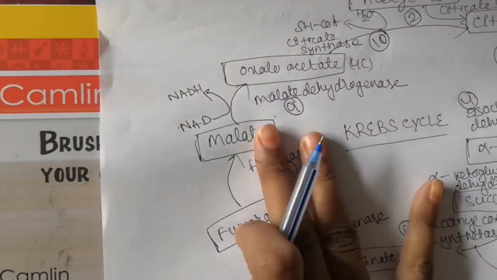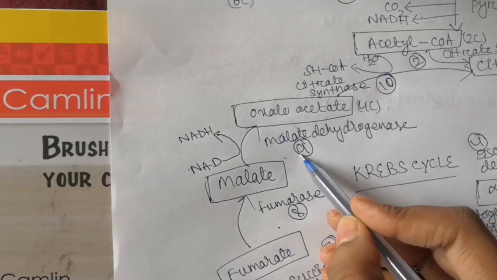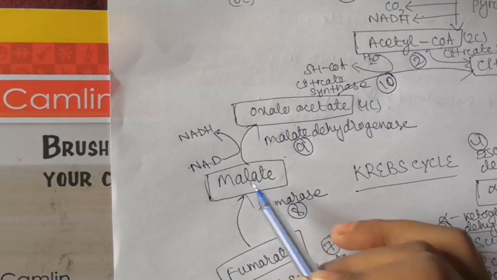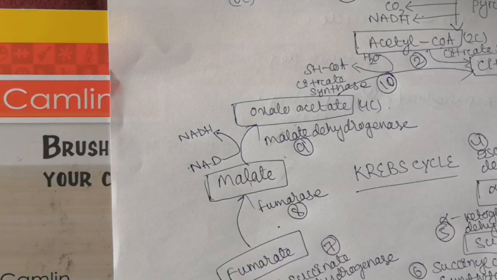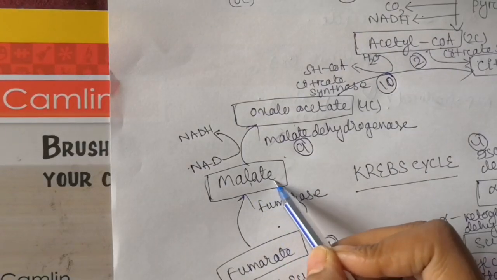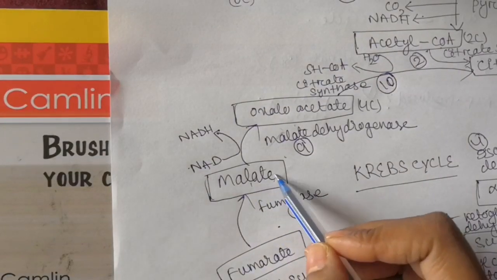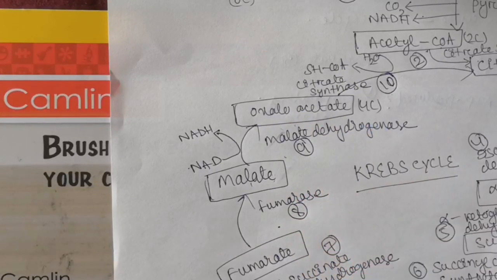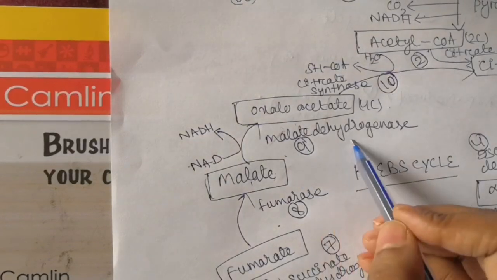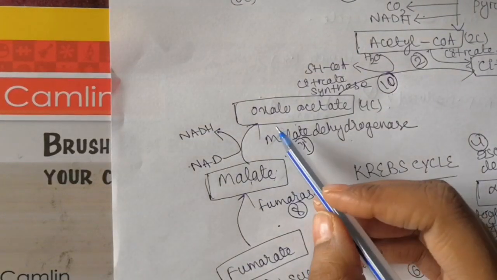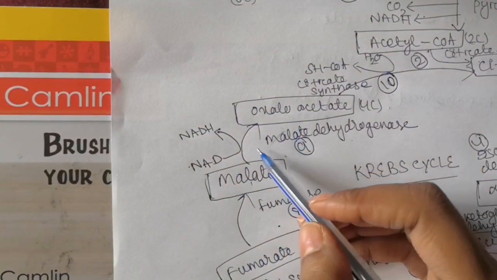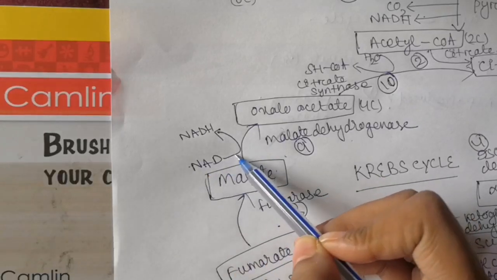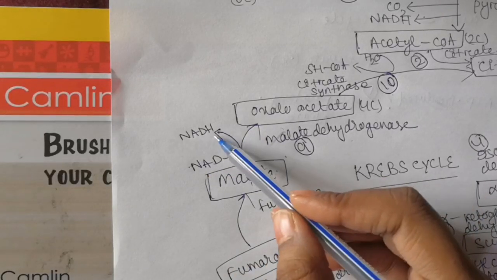Next, the ninth reaction: malate is converted into oxaloacetate, a 4 carbon compound, by the help of malate dehydrogenase. In this reaction also, NAD is converted to NADH.